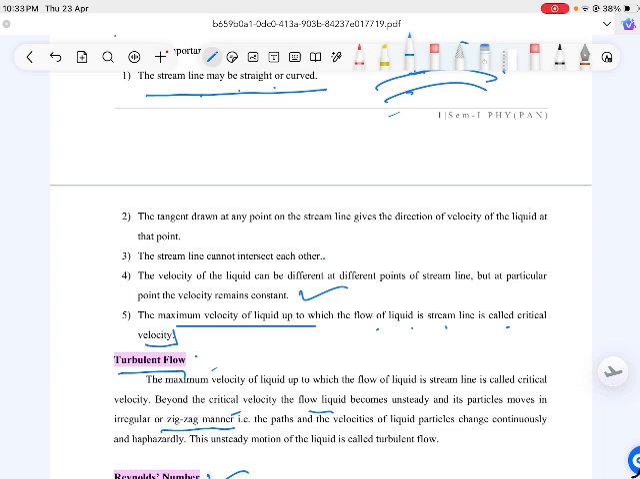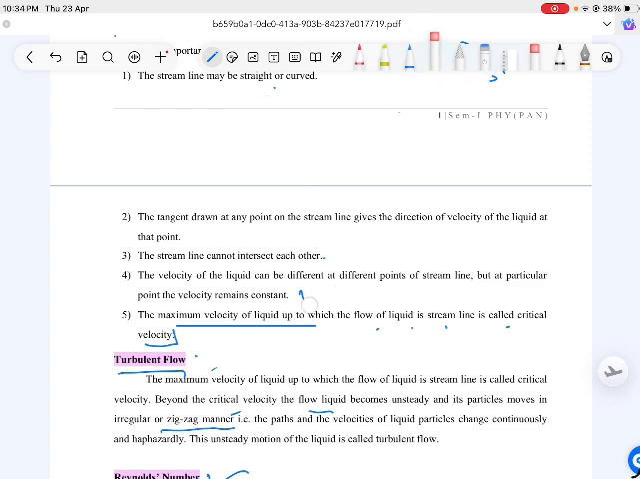Suppose we have taken water in a pipe, then that water can move in a particular direction. Such a flow is called what? Streamline flow. Its velocity remains what? Constant. So this is nothing but the streamline flow.